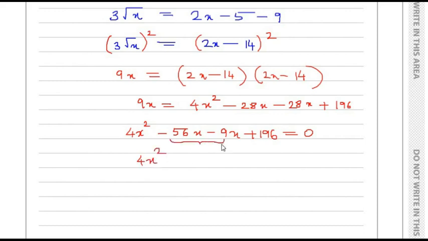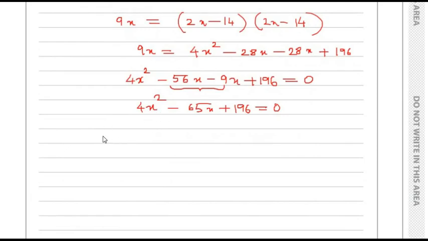Now these two are like terms, so minus 56 and minus 9 gives you minus 65x plus 196 is equal to 0. Now to solve this algebraic expression which we got, we can use the quadratic formula, which is x equals minus b plus minus square root of b² minus 4ac over 2a.